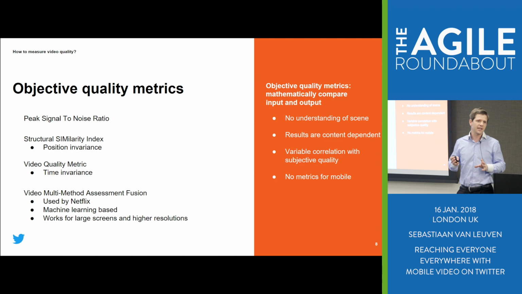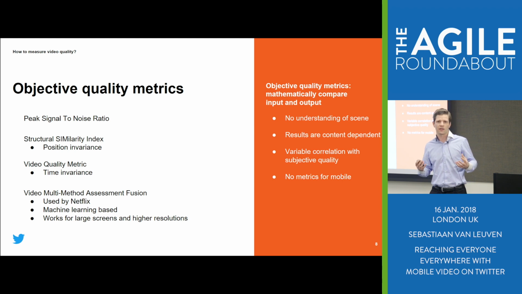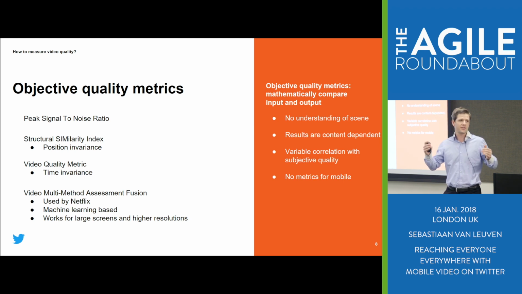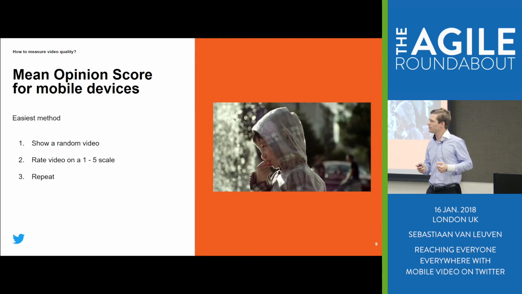And lastly, and that is for us as Twitter a very pity, none of these metrics are actually designed for mobile phones, because all these systems are generally designed for TVs in a living room environment. So mobile phones have a different type of characteristics.